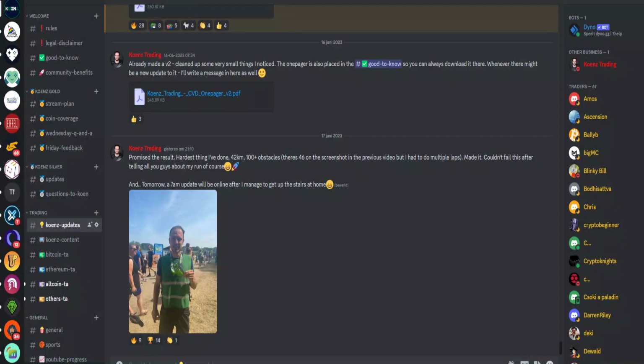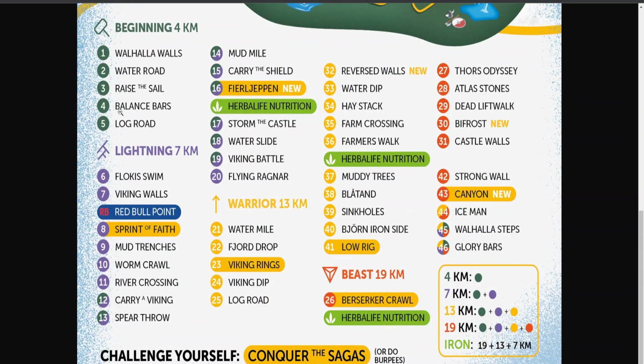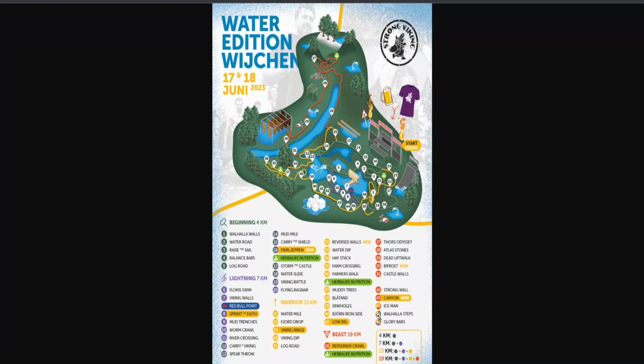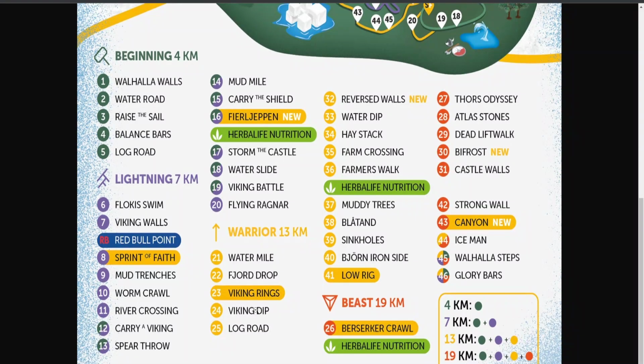Very, very happy indeed. And this was the route. So yes, you might see 46 obstacles over here, but I had to do multiple laps. So I had to do the 19 kilometers, which is all of these obstacles. And then I had to do another 13 kilometers, which is then 41 obstacles. And then I had to do another 7 at least. So if you count this, 19 plus 13 plus 7, it's 40. But there's a few kilometers here and there.